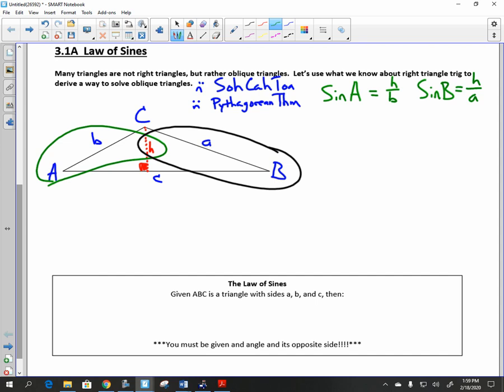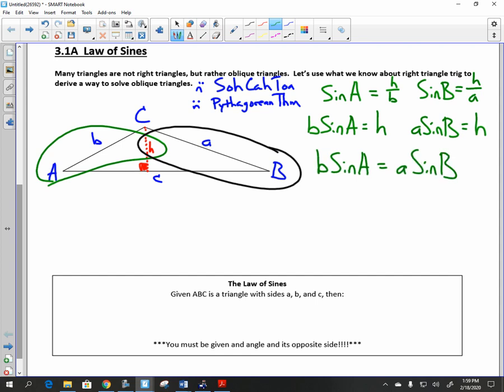I'm going to solve for H by multiplying both sides by B. If I multiply both sides by B, I get B sine of A is equal to H. And now I'm going to multiply both sides here by A, and I get A sine of B is equal to H. Now this is where it starts to really come together. If they're both equal to H, then they're equal to each other, right? So I could say that B sine of A is equal to A sine of B. I got rid of the H altogether.